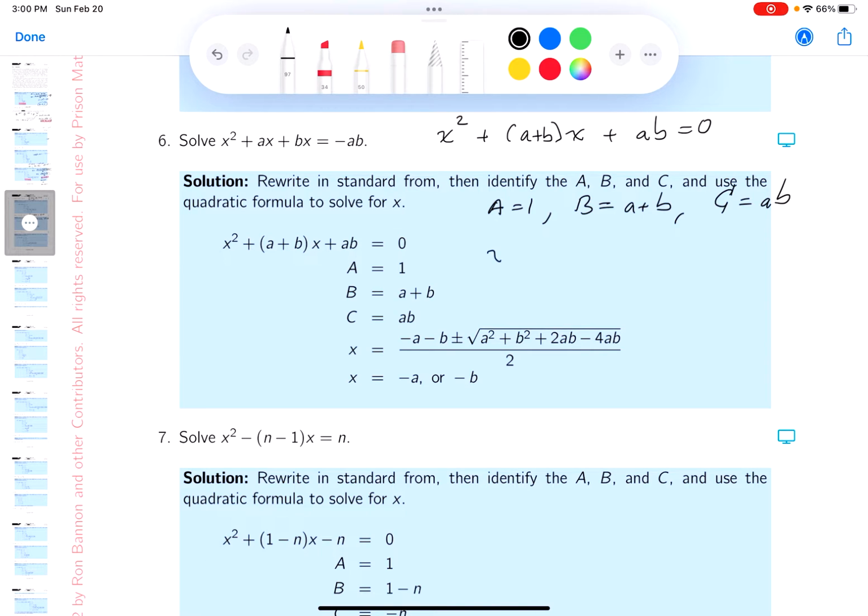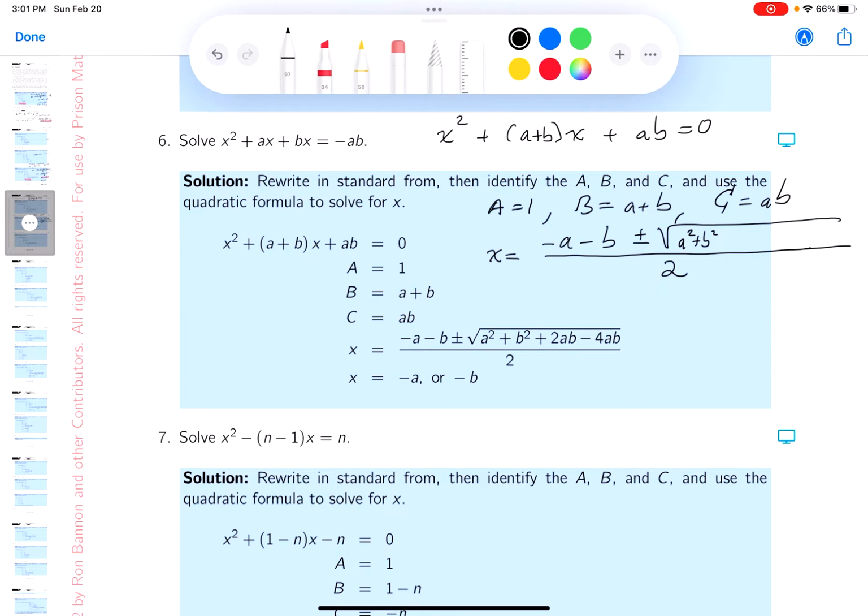Let's write it down. X equals, and the bottom would be 2a, which is 2. The opposite of the big B would be minus a minus b, and then we get plus or minus what I consider to be the tough part, the radicand. So we got to do the b squared. And what would that give you? A squared plus b squared.